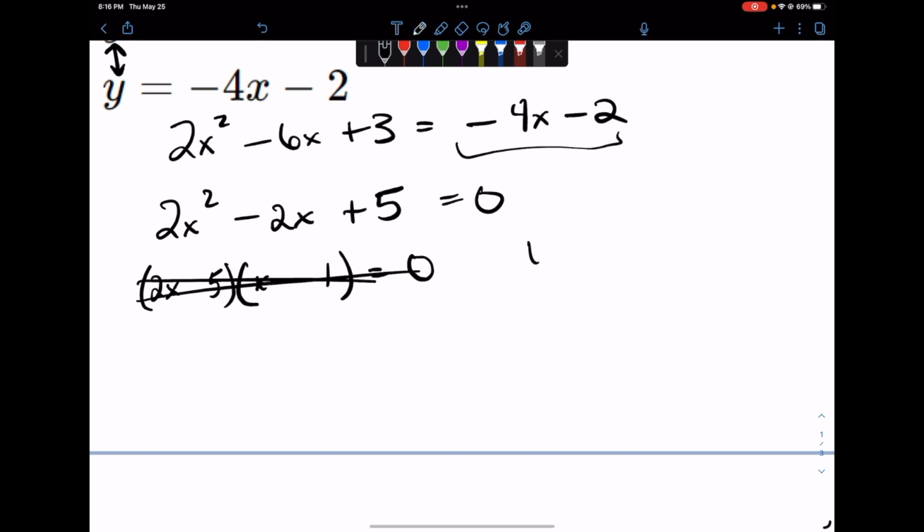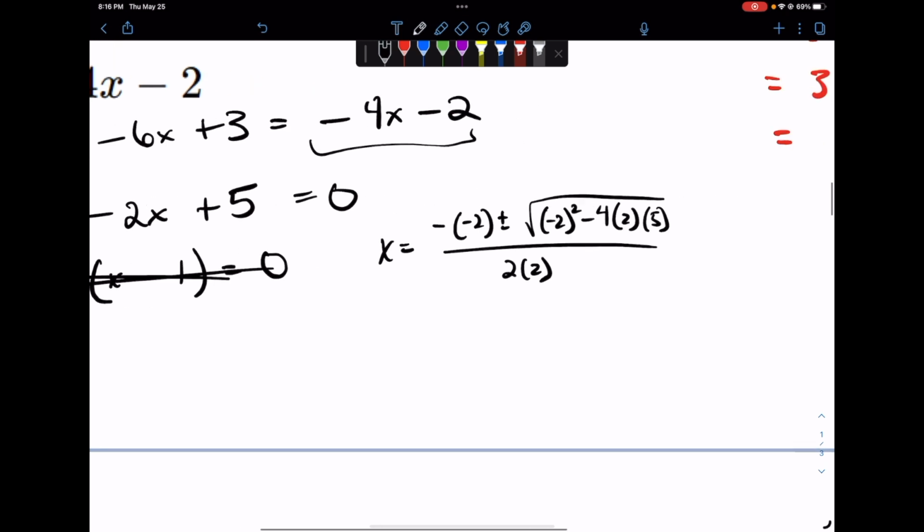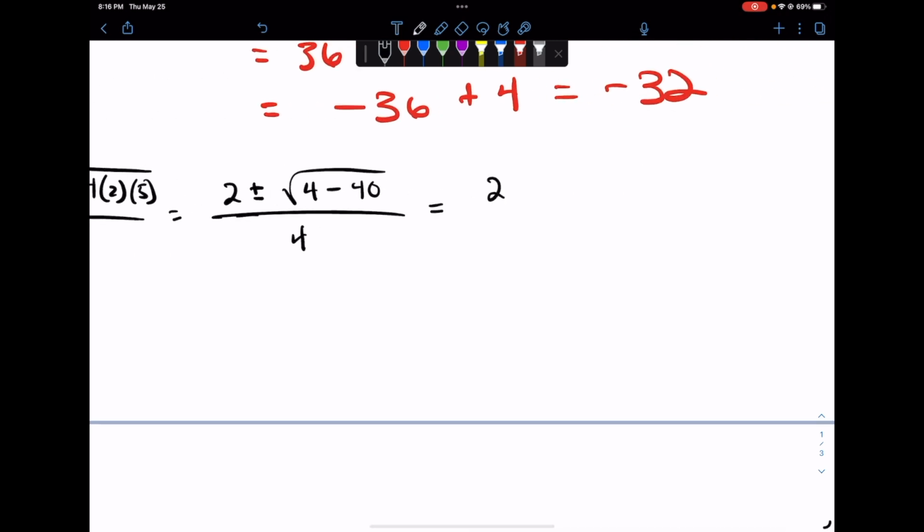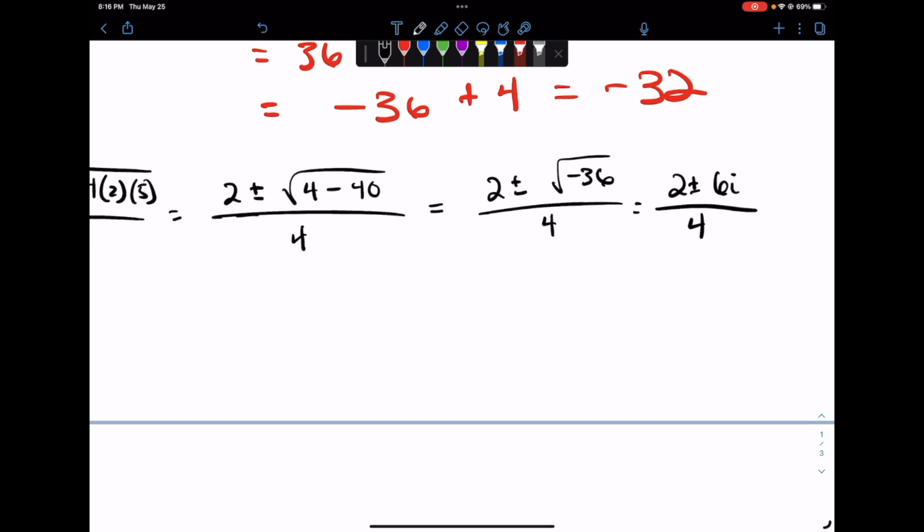All right, so we got x is equal to negative b, so negative negative 2, plus or minus the square root of negative 2 squared minus 4 times 2 times 5, all divided by 2 times 2. All right, so we got 2 plus or minus the square root of 4 minus 40. Yep, so that's not going to factor. Divided by 4. All right, so keep going. We got 2 plus or minus the square root of negative 36 over 4, so that's cool. We got 2 plus or minus 6i over 4. There you go.